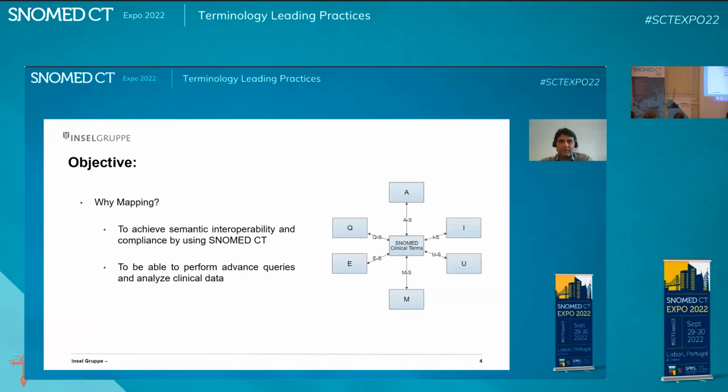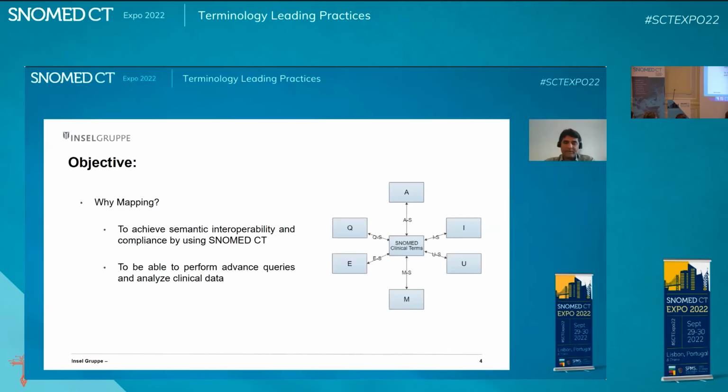So the objective of our work was mapping clinical concepts, which were not really standard or connected to any terminology, to SNOMED. But then comes the first question: why mapping? We needed mapping to achieve semantic interoperability and compliance by using SNOMED CT, as well as to perform advanced queries and analyze clinical data.